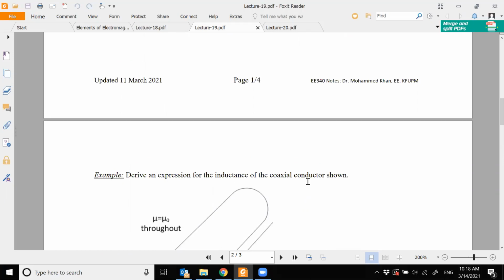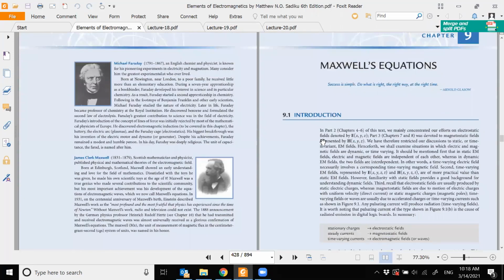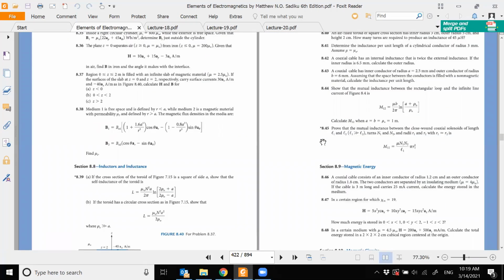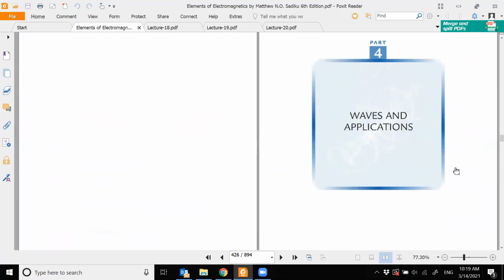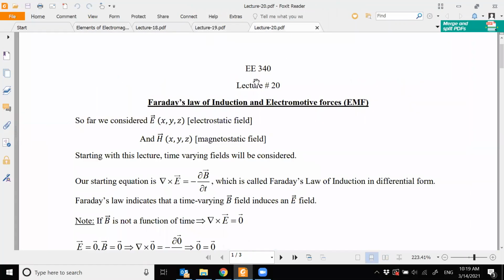So this concludes our chapter 8, where we looked into inductance, boundary conditions, and magnetic force. Now we are moving to the next part, part 4, waves and applications, where we have chapter 9, Maxwell's equations. Any questions till now before going to our lecture 20?